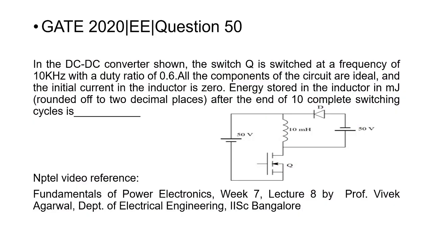Question 50. In the DC-DC converter shown, the switch Q is switched at a frequency of 10 kHz with a duty ratio of 0.6. All the components of the circuit are ideal, and the initial current in the inductor is 0. Energy stored in the inductor in millijoule, rounded off to 2 decimal places after the end of 10 complete switching cycles is dash.